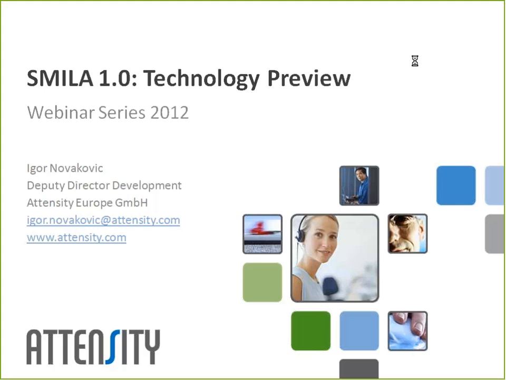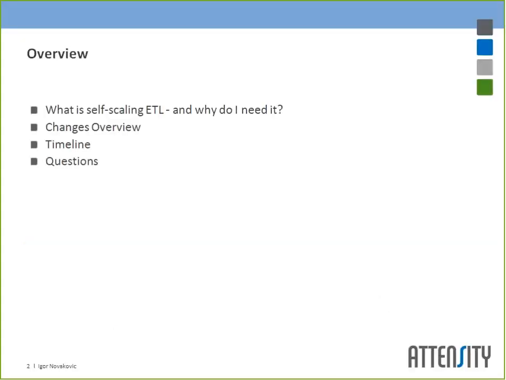So here is the short overview of the key points which I will address now. First, we'll talk about what actually self-scaling ETL is and why one should need it. Then I will give you a short overview of the changes to the ETL architecture itself. And in the last part, we will take a closer look at the timeline so you get a better impression about when this feature and the other parts will be available to you. Of course, if you have some questions, we will have some time at the end to answer them.